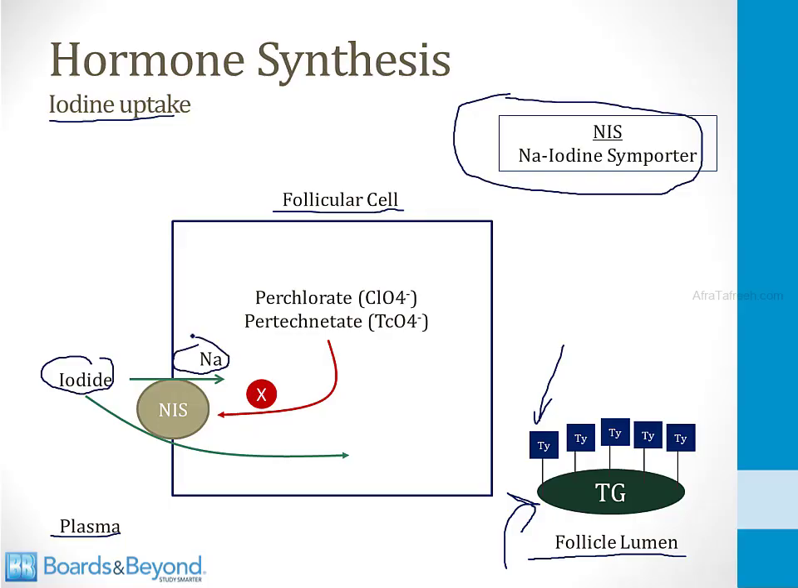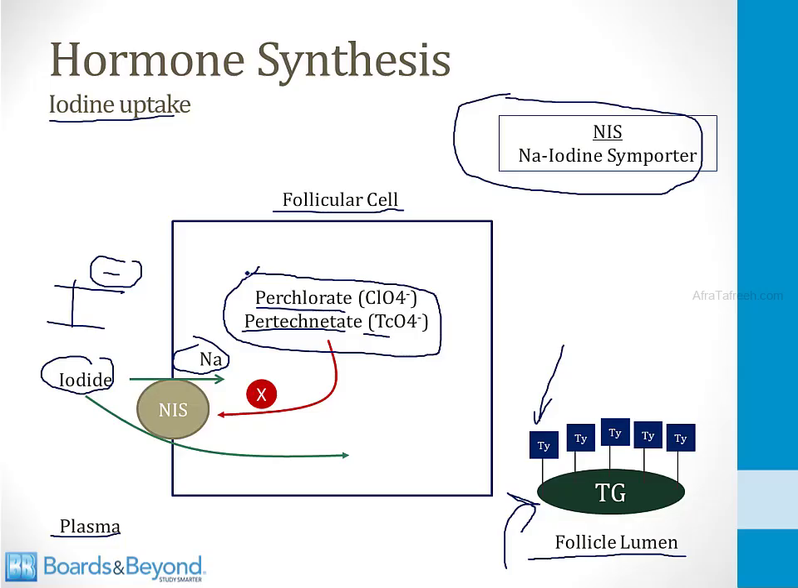Now remember, a lot of the iodide sitting in plasma is part of a salt, so it is iodine with a negative charge. And this symporter can also import other negatively charged ions like perchlorate, which is chlorine bound to 4 oxygens, or pertechnetate, which is technetium bound to 4 oxygens. Both of these can also be picked up by the NIS symporter, and that means that they can compete with iodine, and therefore they are inhibitors of the NIS pump.